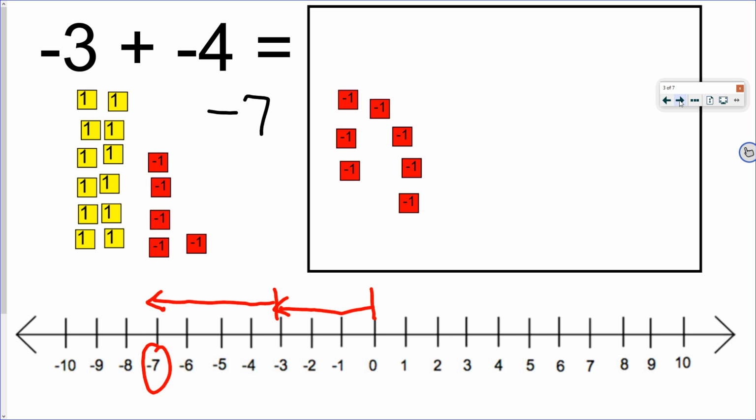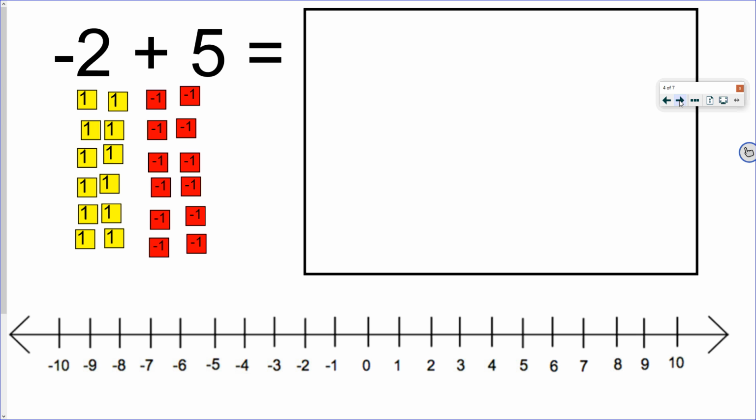One more. Okay? Now, start with 2 negatives. We're adding 5 positives.